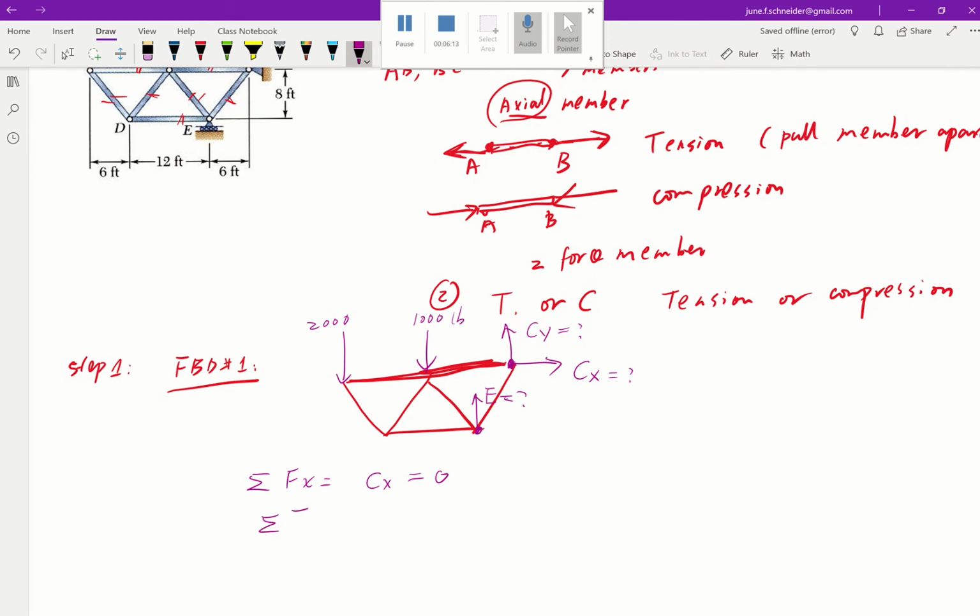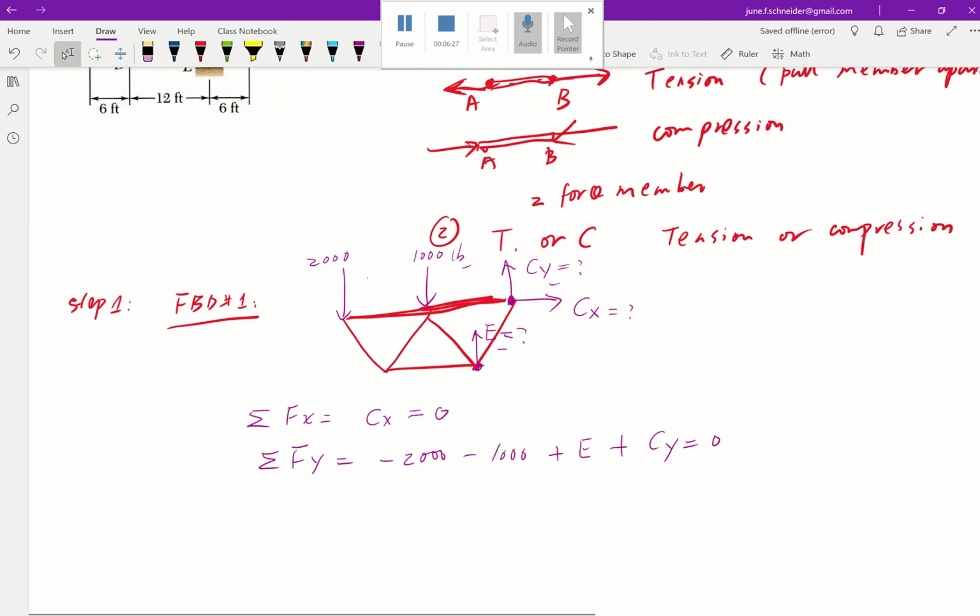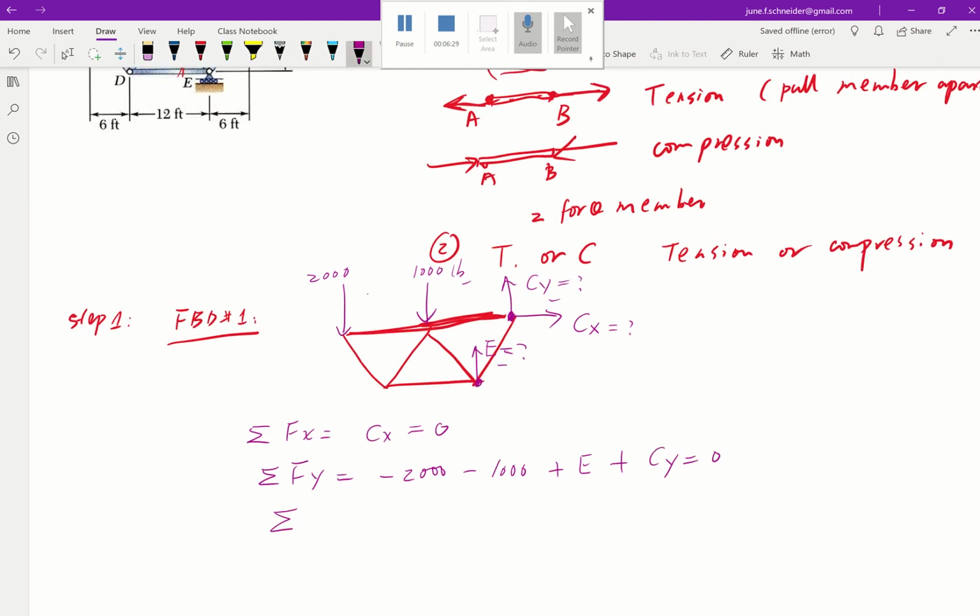That's easy, right? Forces in y, then we'll have negative 2,000 going downward. We'll also have this negative 1,000. We'll have this E going upward, and we'll have this Cy going upward. That's our Y. Then we'll solve the moment. Where do we do moment about? We do moment about C, right?